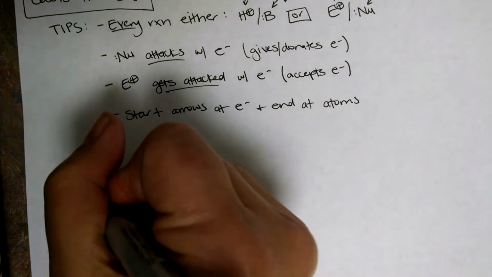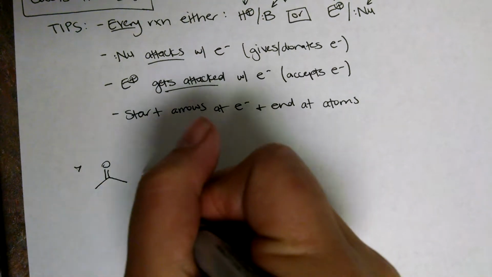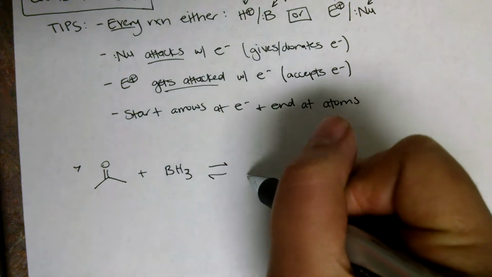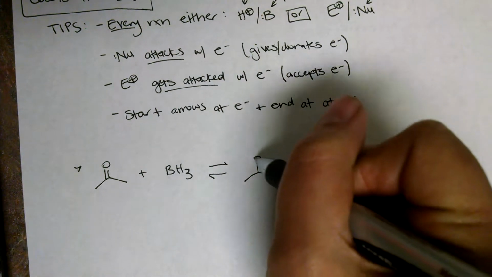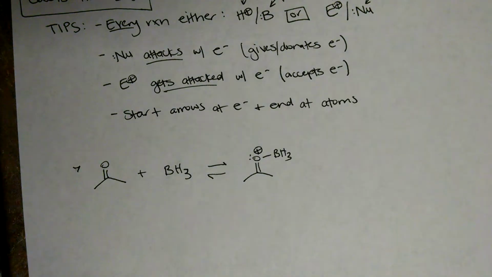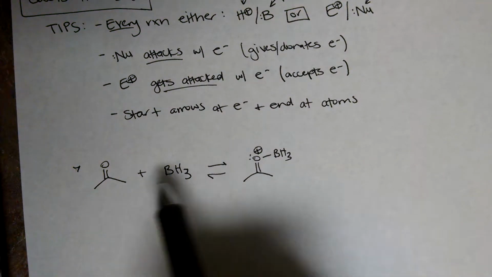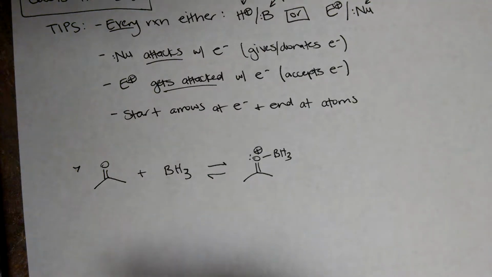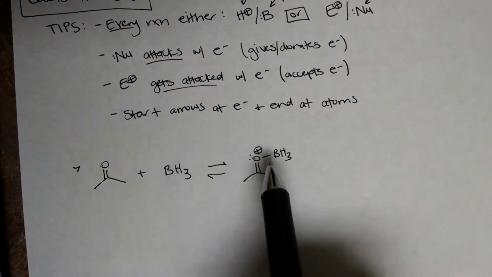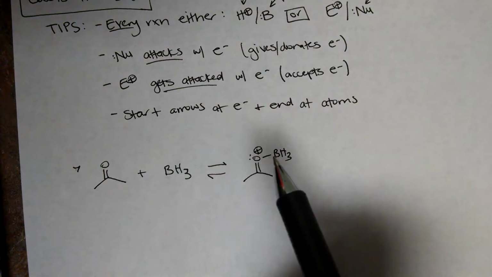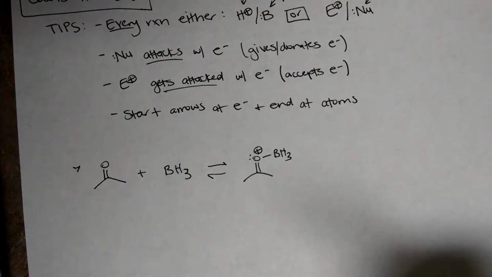So if I were to give you this guy plus BH3, let's say I just gave you the product, here we go. How did this form? Just think about the electrons. There's no two electrons between the oxygen and the boron, but now there is. Again, there's a formal bond here. There was not before. So we had to take two electrons from somewhere and form a bond. So where did those electrons come from?